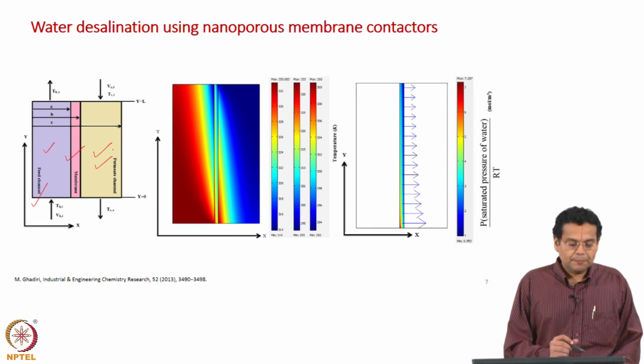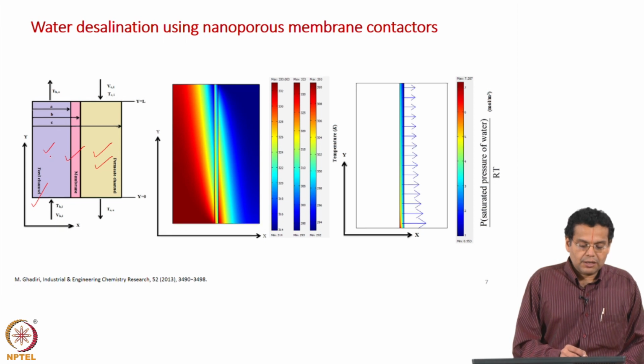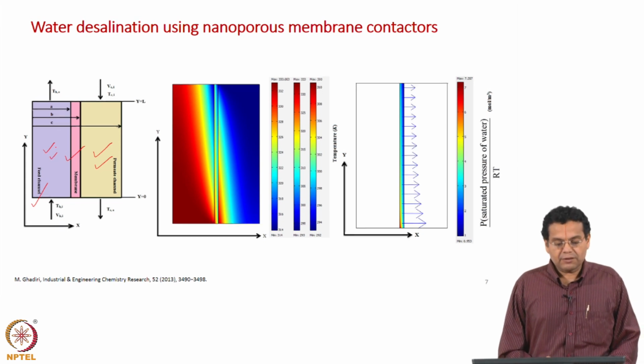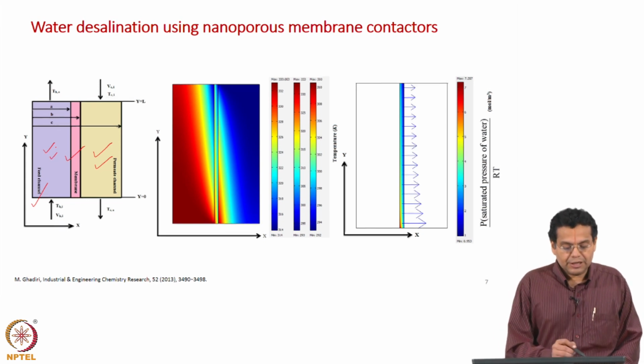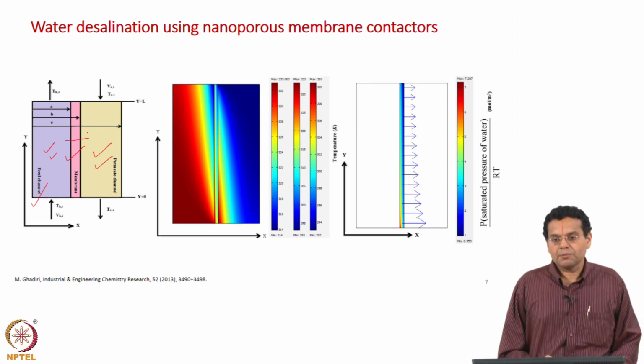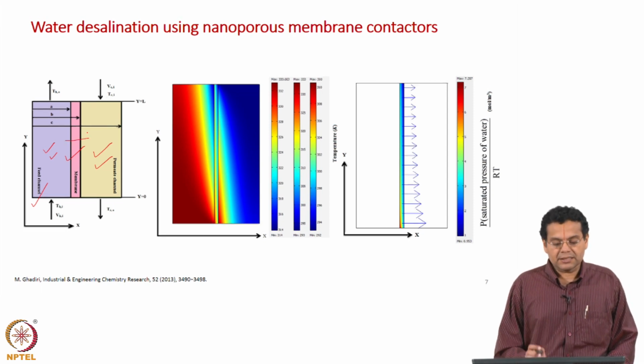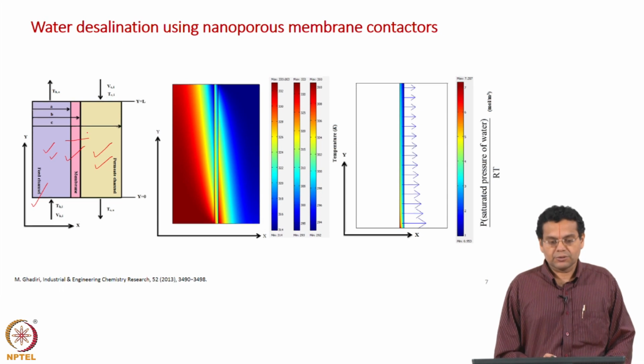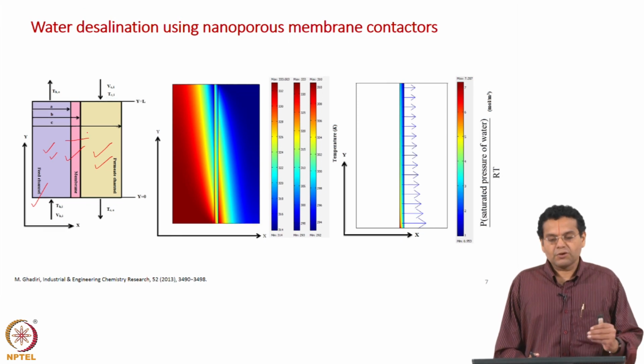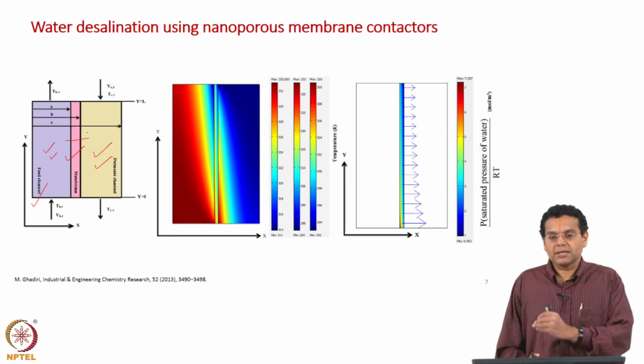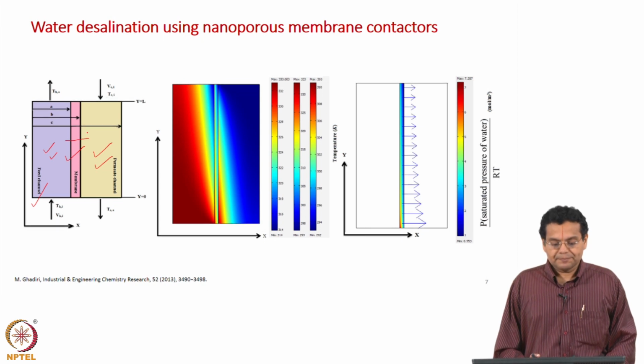So, what happens? In the feed side water vaporizes, it diffuses through the hydrophobic membrane, and when it reaches the other side it condenses. So, in that way we achieve separation of water from the salt solution, and we use a hydrophobic membrane so that liquid water does not pass through it.